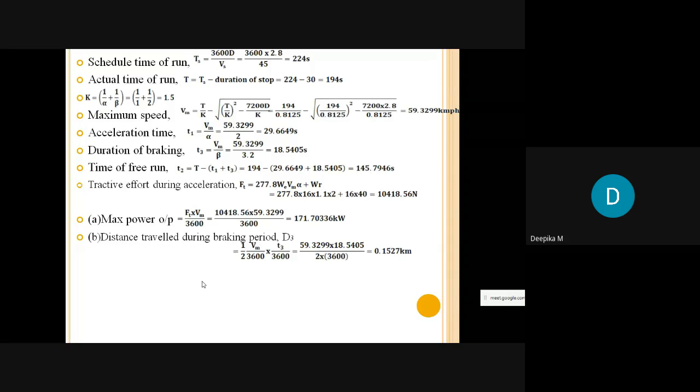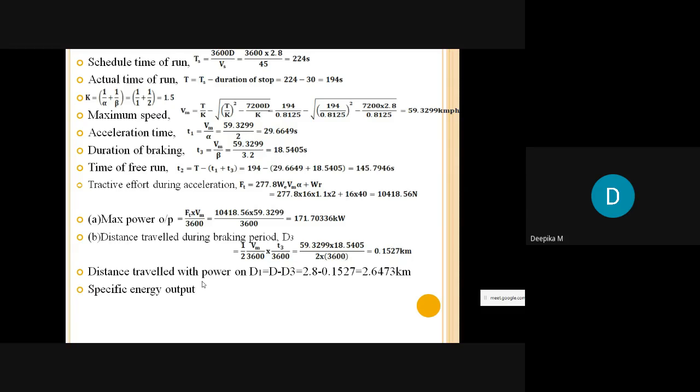value D3 is nothing but 0.1527 kilometer. Distance traveled with the power on, that is D1, is nothing but D minus D3, because in the coasting period, the braking period, power will not be on. Hence, we have to subtract from the total distance. Hence, you will get D1 as 2.6473 kilometer.